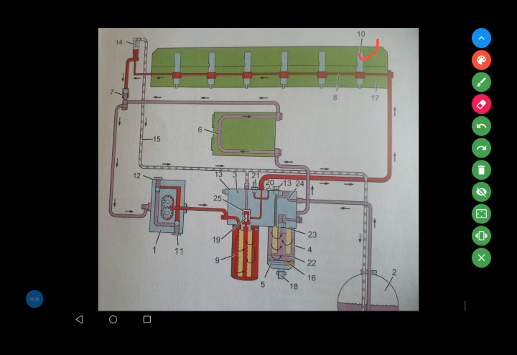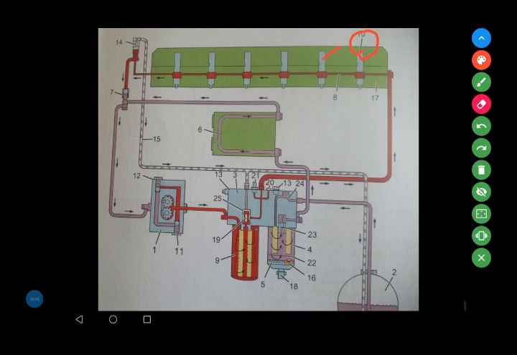Number 10 are the injectors in the cylinder head. Number 11 is a safety valve of the feed pump. Number 12 is the non-return valve. Number 13 is the manual hand pump. And number 14 is a bleeding valve.